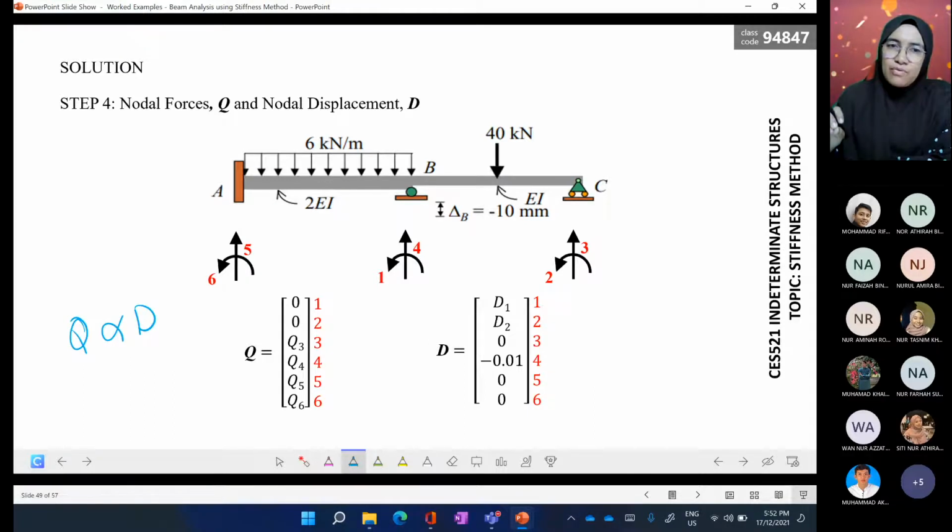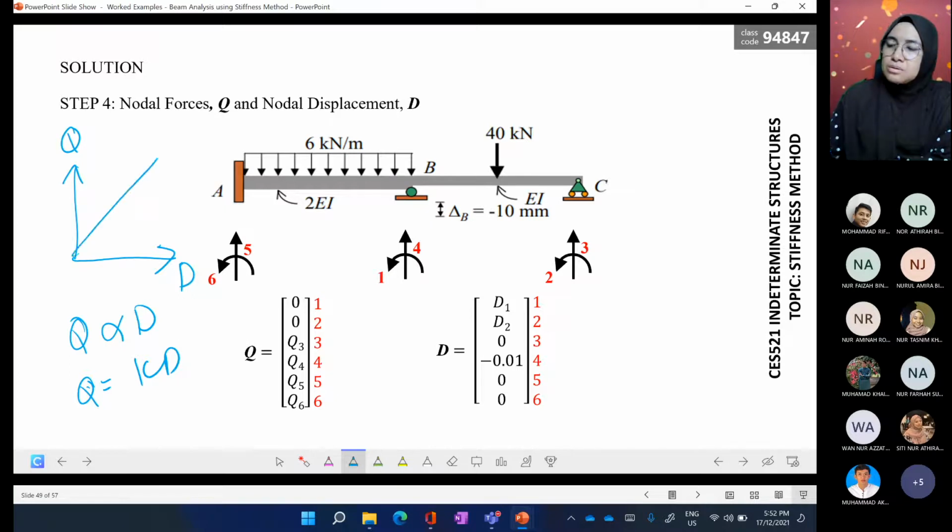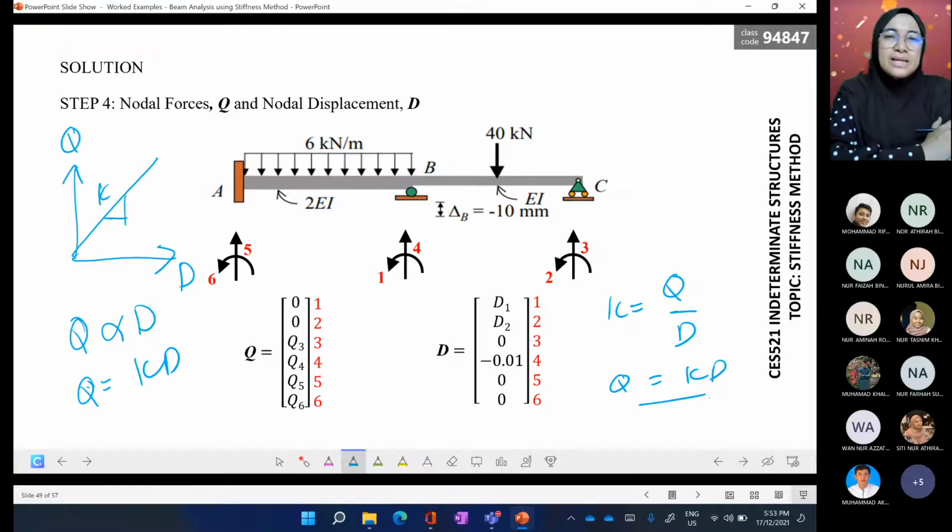This is the relation between forces and displacement, and from this we get Q is equal to KD. K is the stiffness coefficient. I have explained to you if we transform this into a graph: this is Q, this is displacement, and this slope is K. So to get K is equivalent to Q divided by D. That's why we get Q is equal to KD. The relationship we get from the graph. It is the stiffness equation, or we also call it the force displacement equation.